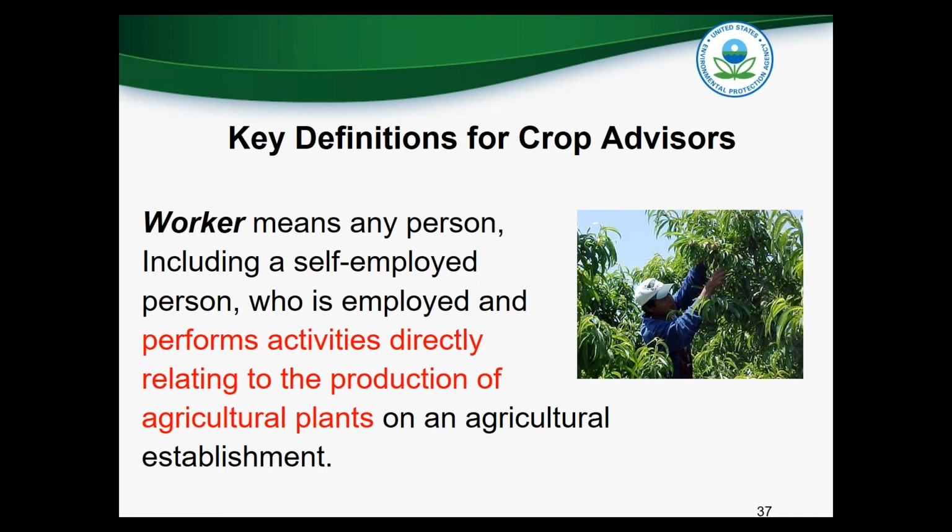And that means a crop advisor who only went into a field after the REI or after a pesticide application would only need to be receiving worker training and worker protections. And so it just goes to show you that depending on the activity they're engaged in and when they're doing it, a crop advisor may need to be trained and equipped as a handler or could potentially only need to be trained as a worker.